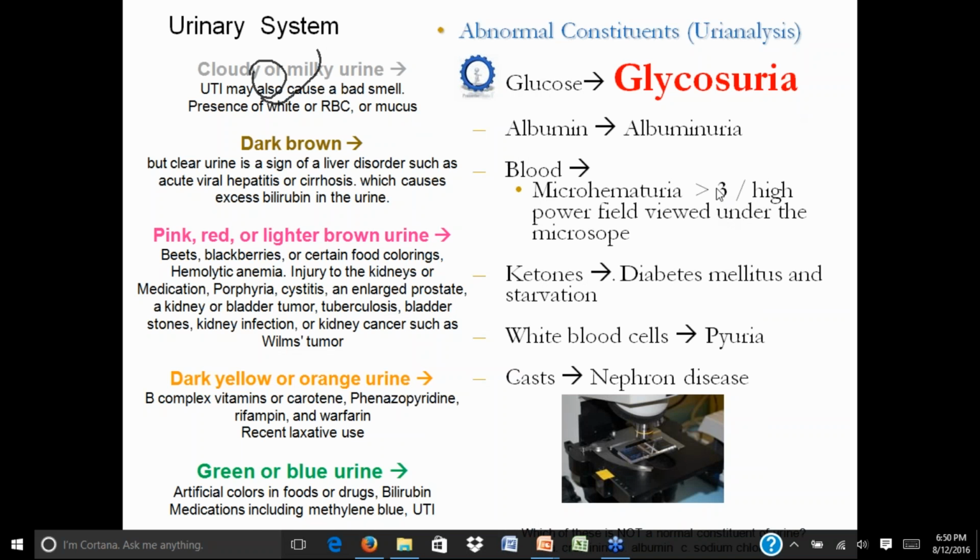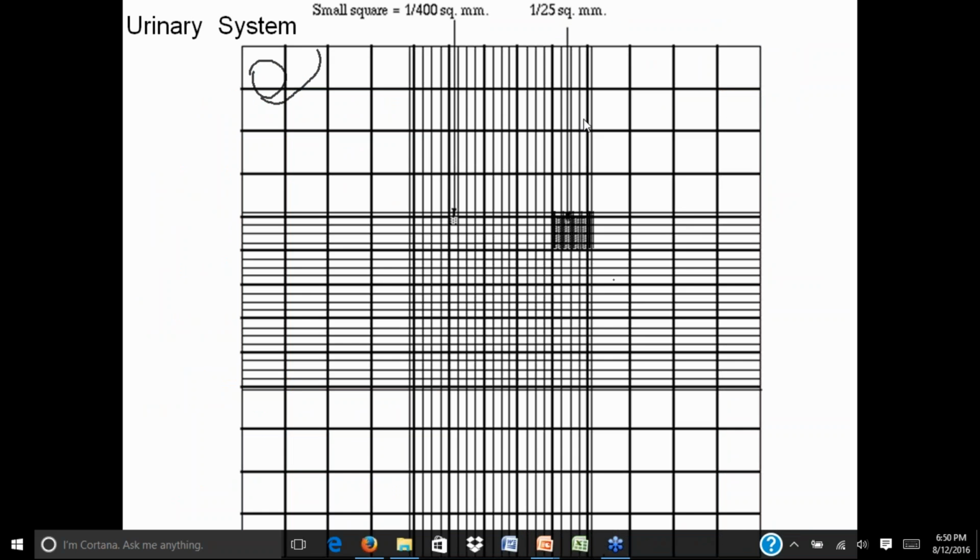Microhematuria, I'm going to show you how they read how they can tell if there are 3 or 2 of these red blood cells in high power field viewing. So this is what you're going to see in the microscope. These are actually a chart that has some divisions, and you are going to put a drop or 2 drops of urine here.